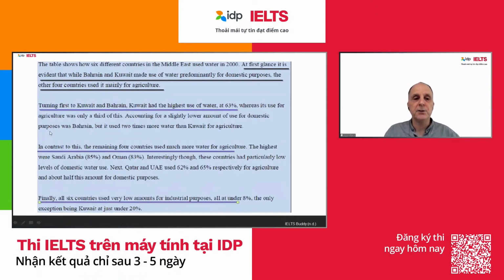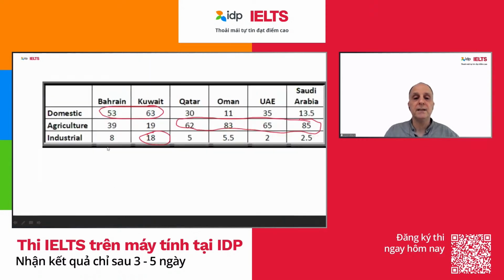And remember, you can have more than 1 paragraph, 2 paragraphs, etc. Finally, all 6 countries used very low amounts for industrial purposes, all under 8%. The only exception is Kuwait, just under 20%. So when we look again here, so when these numbers are very low, we only need to mention very briefly. Okay.